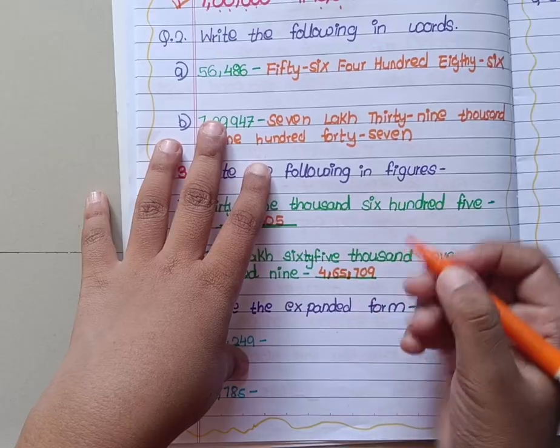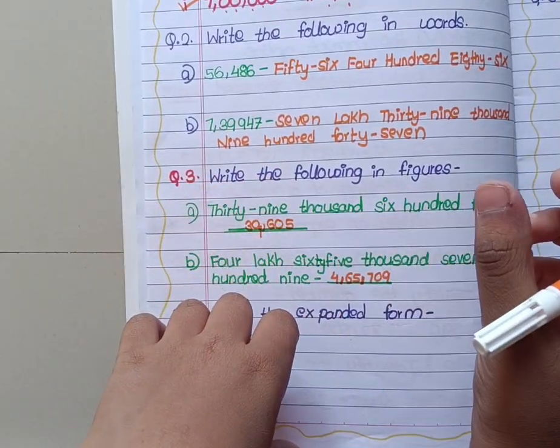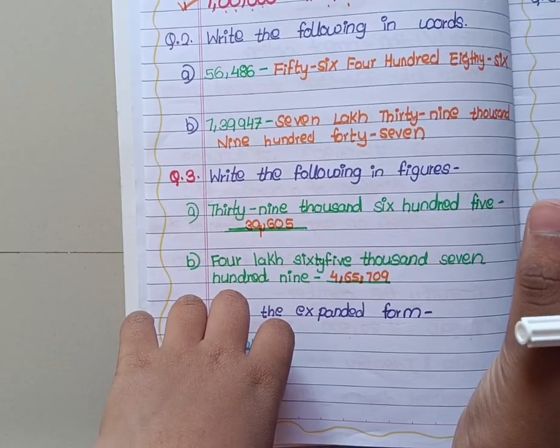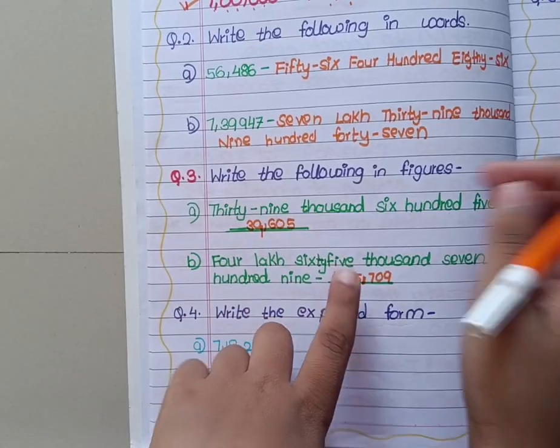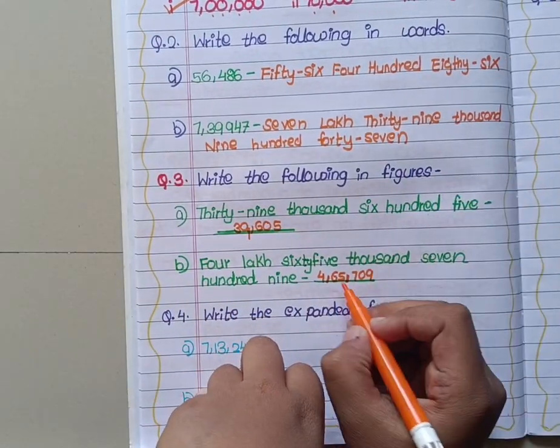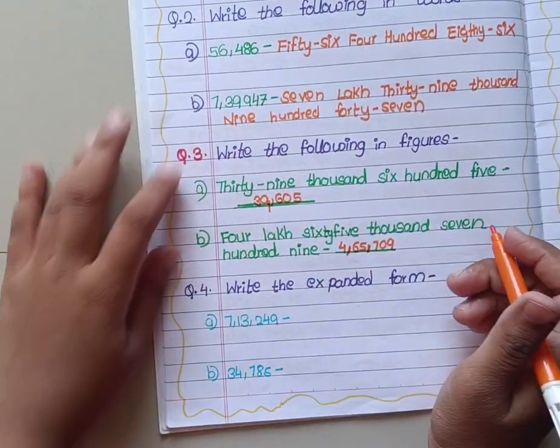Here we have put a comma. The comma is very important in numbers, in large numbers like 5-digit numbers, then 6-digit numbers. It's very important to write the comma. So like this, we can write the comma. Next, what is the next question?